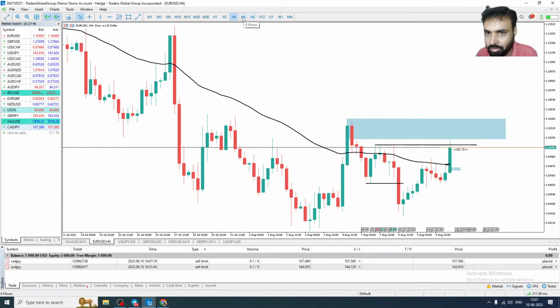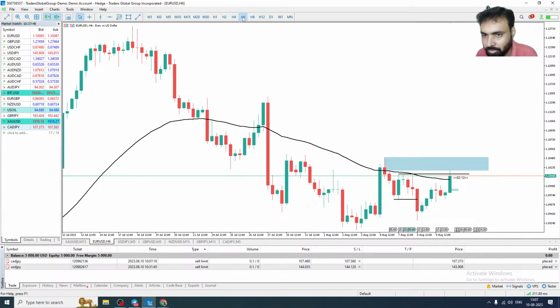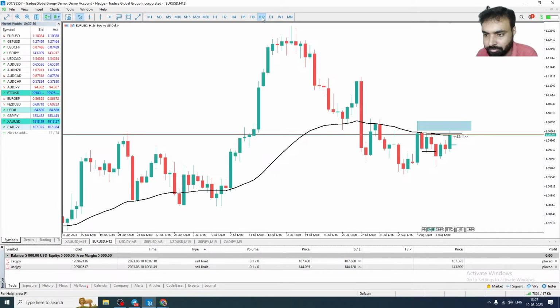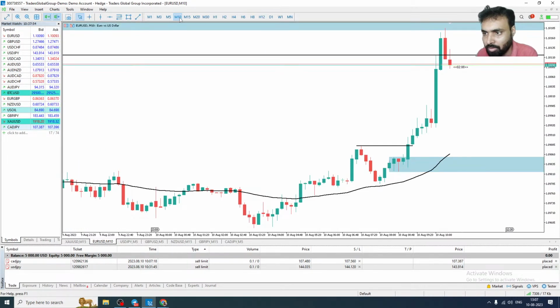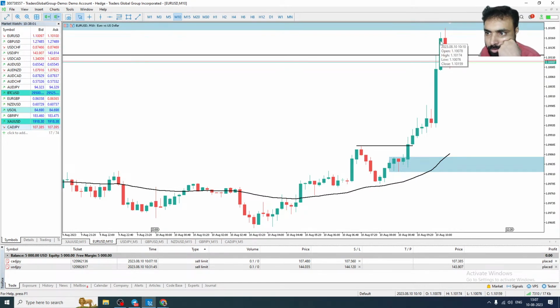Okay. 4 hour. Let this complete the swing point. Let this create the swing point. Okay. Let us allow it to create the swing point.